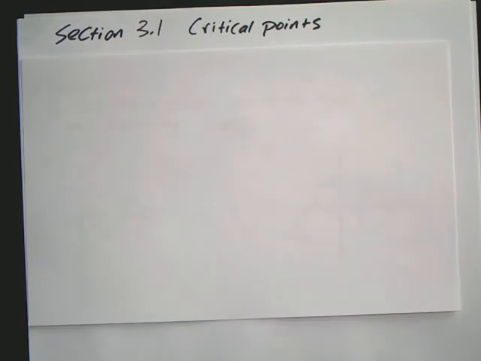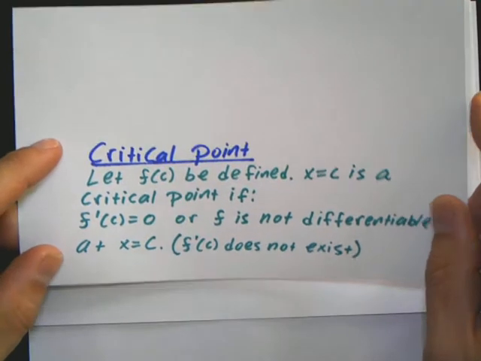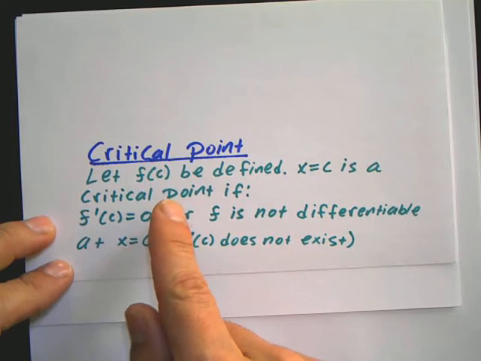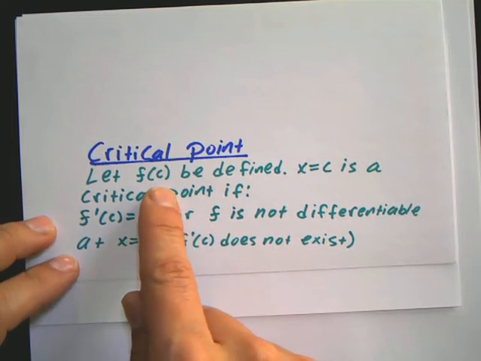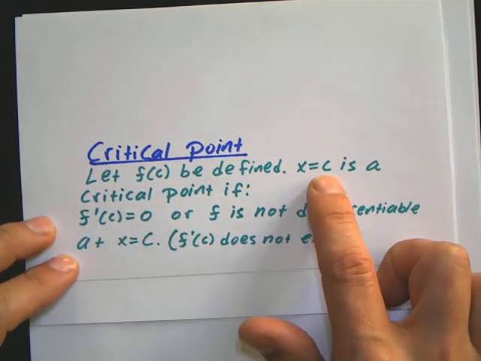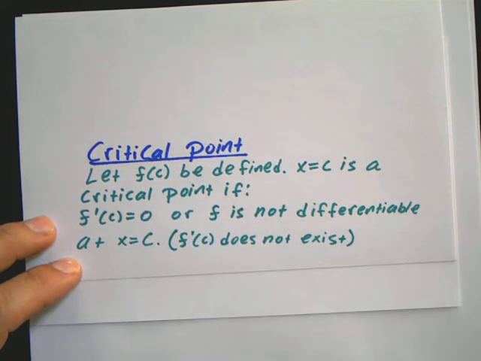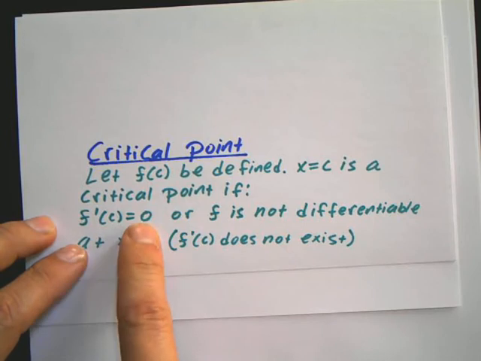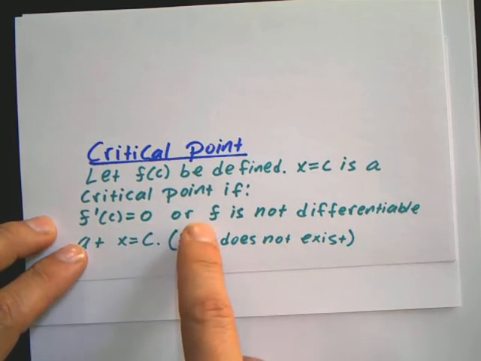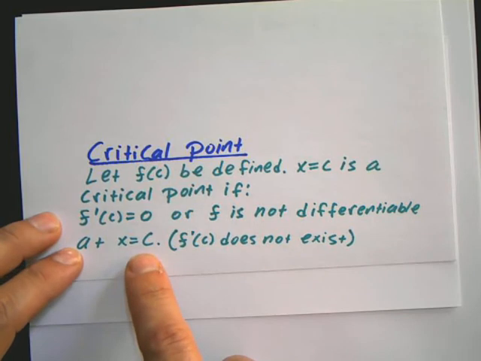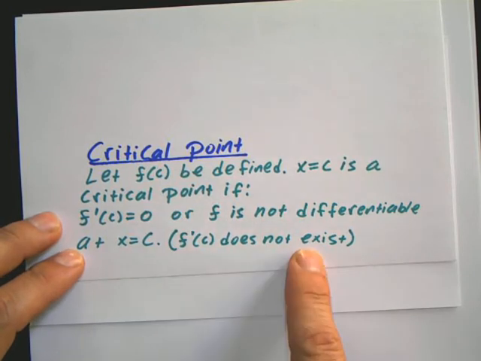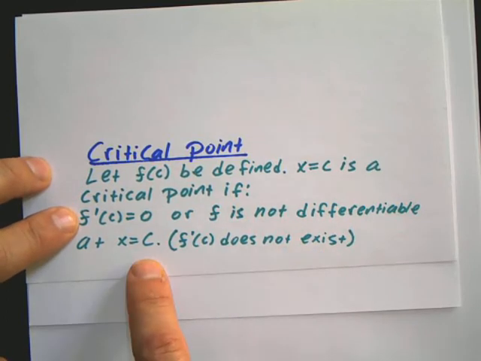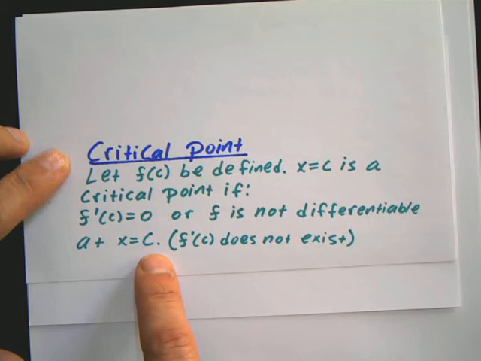So the very first thing we'll start off with is a definition of what a critical point is. The first thing is that f has to be defined, so there has to be a point on the graph. We're going to call it f of c, and then x equal to c is a critical point if one of two things is true. It's a critical point if the derivative equals 0 at that point, or if the function is not differentiable at x equal to c, meaning that the derivative does not exist at c. So we're going to look to see where the derivative equals 0, or if the derivative doesn't exist at a point, then it's going to be considered a critical point.